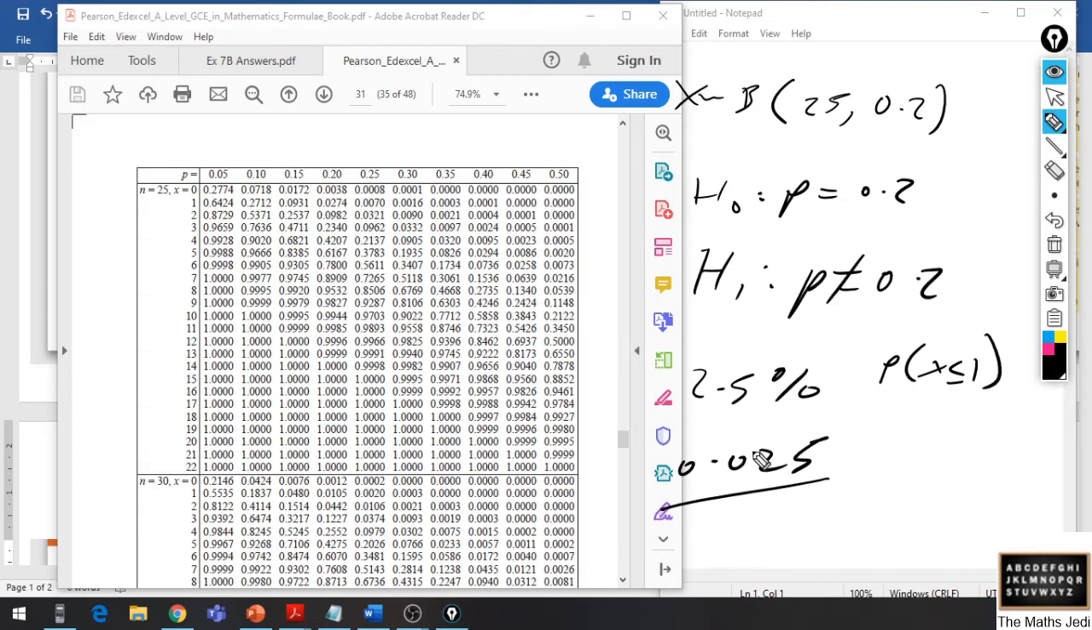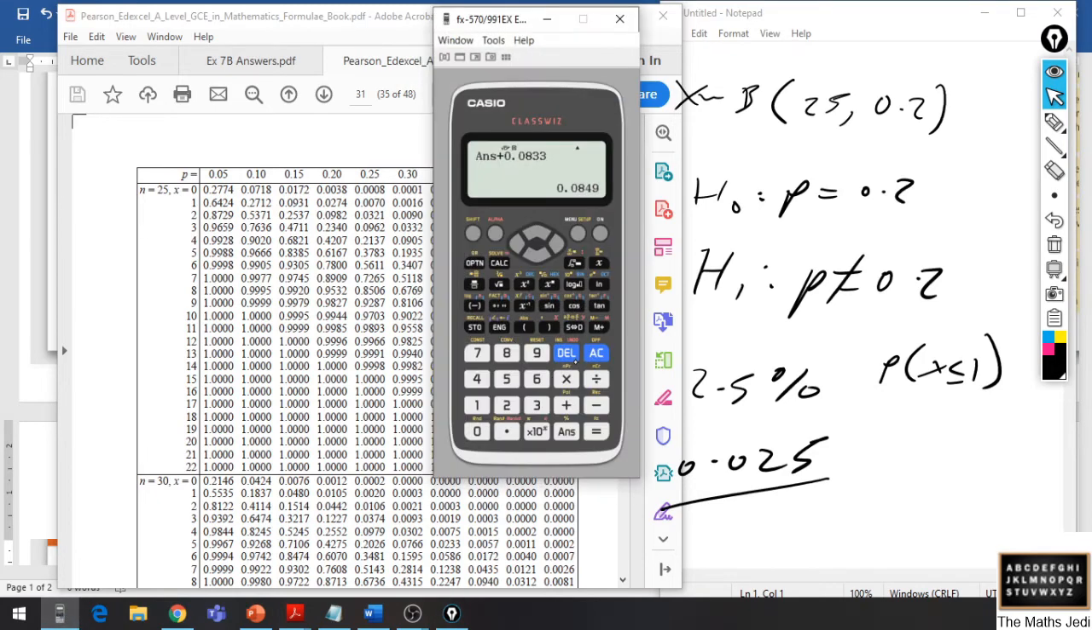And at the upper end, we're looking for 1 minus 0.025. So we're looking for the values that are going to be at the upper end. So again, you could use your calculator to work out what that is and just give you a little marker as to where you should be looking.